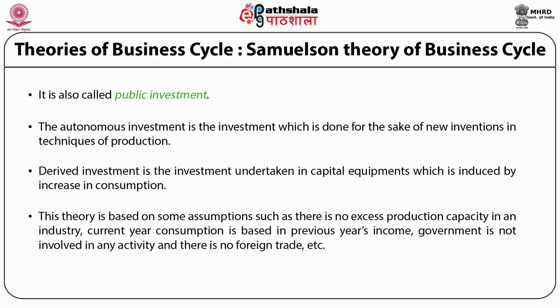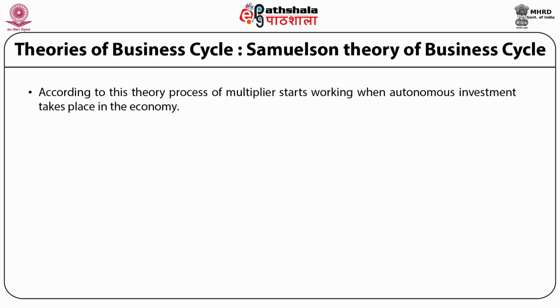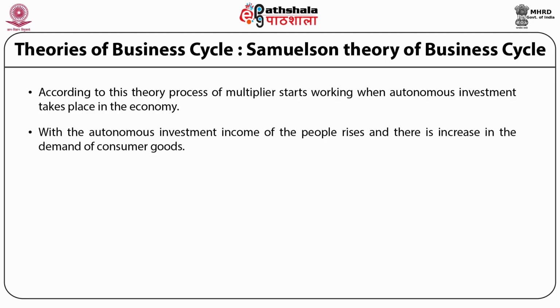This theory is based on some assumptions, such as there is no excess production capacity in an industry, current year consumption is based on the previous year's income, the government is not involved in any activity, and there is no foreign trade, etc. According to this theory, the process of the multiplier starts working when autonomous investment takes place in the economy. With the autonomous investment, the income of the people rises and there is an increase in the demand for consumer goods. It directly affects the marginal propensity to consume.